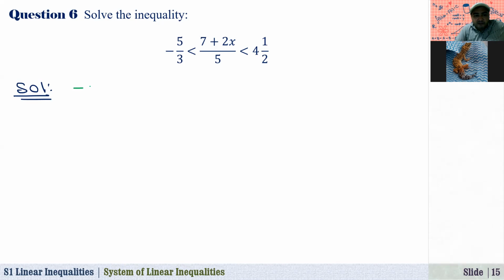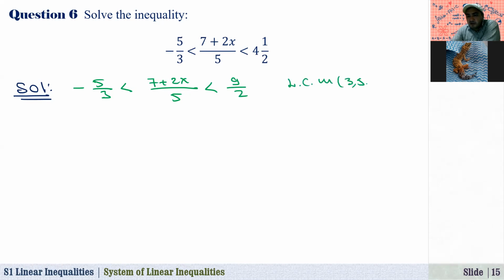So at the time, we will have 5 over 3 less than (7 plus 2x) over 5 less than, and 4.5 is equal to 9 over 2. Now from here, we know the least common multiple of 3, 5, and 2. What is it? It is equal to 30, right?